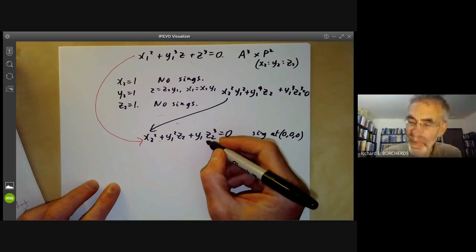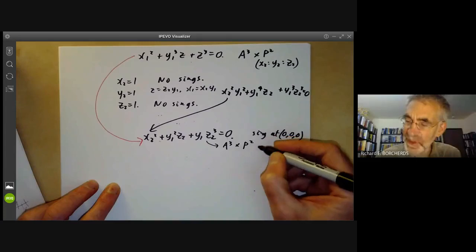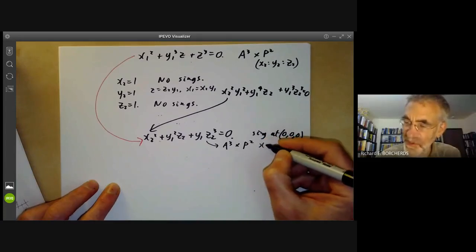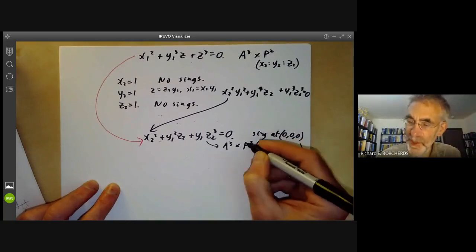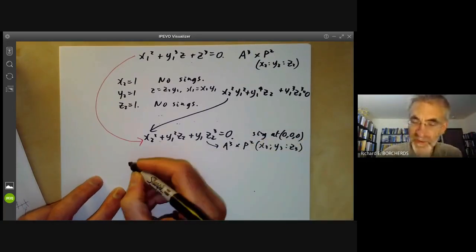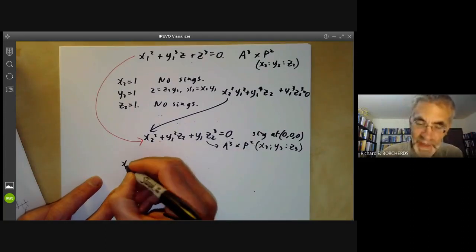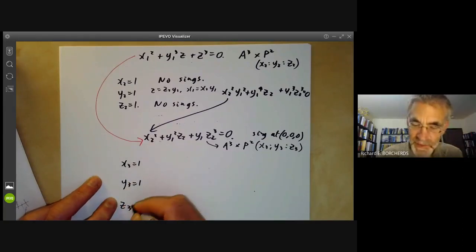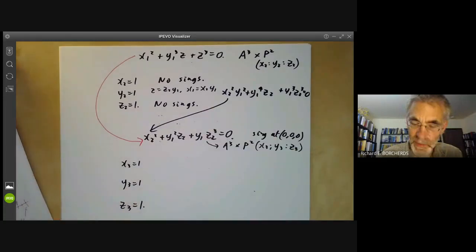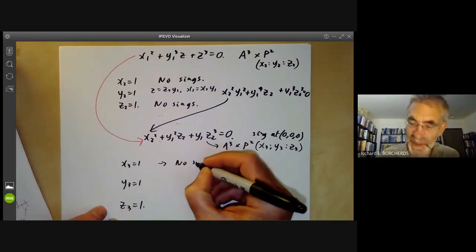So again, we're going to blow up this point at A3 times P2. So we're going to introduce three more variables, x3, y3, z3, for this copy of P2. And just as before, we cover this P2 with three copies of affine space. So we get x3 equals 1, y3 equals 1, and z3 equals 1. I'll start going a bit faster because writing out every detail of these calculations gets a bit tedious. So here we have no singularities.